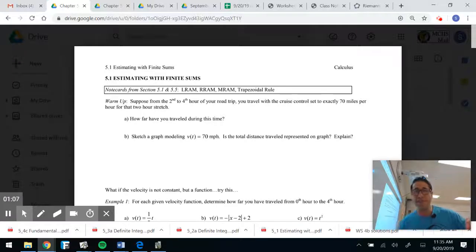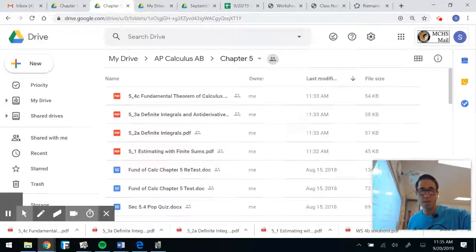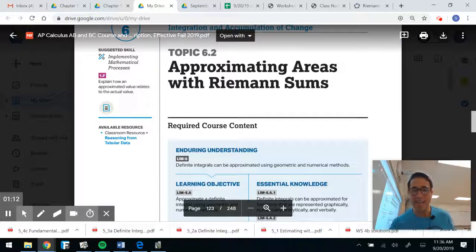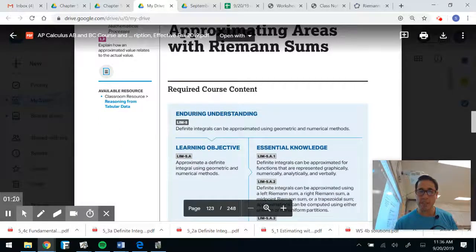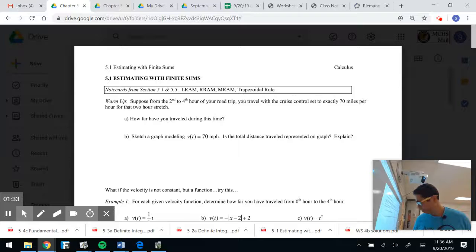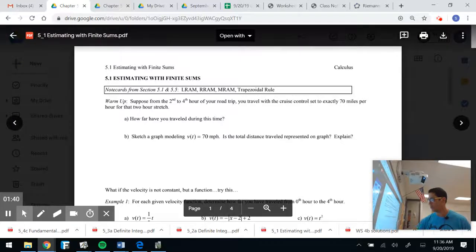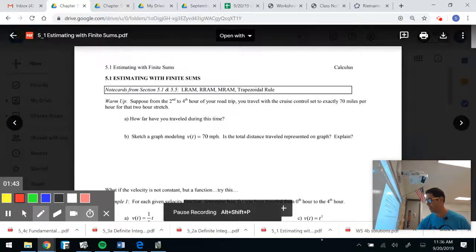Here we go. 5-1. Let's see what we got here. Topic 6.2, approximating areas with Riemann sums. Okay, and we use geometry and rectangles to give us an introduction of not going forward with derivatives, but now going backwards with derivatives. Okay, you guys? So here we go. It's a nice little introduction, and it gives us a good understanding of what we're doing here in the second half of AP Calculus.